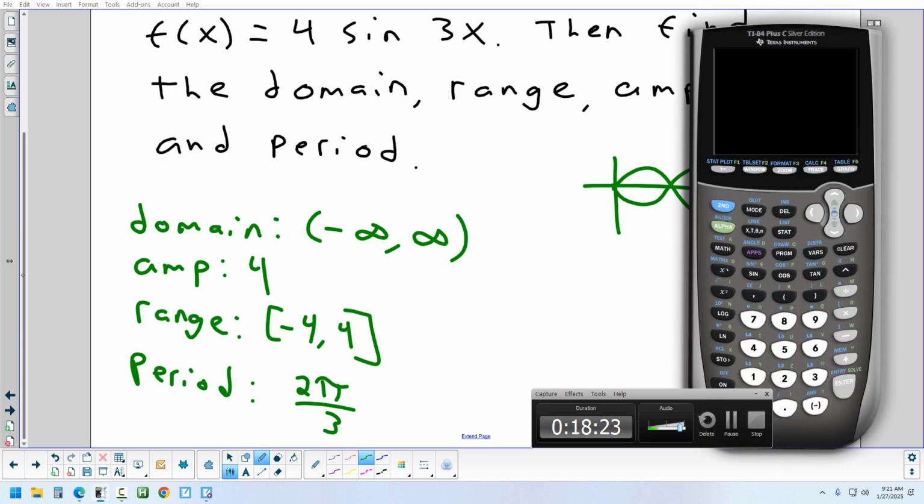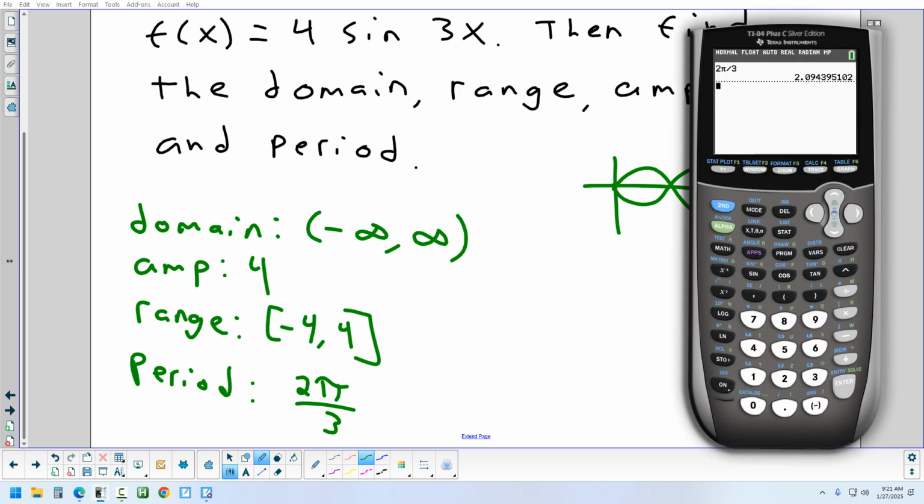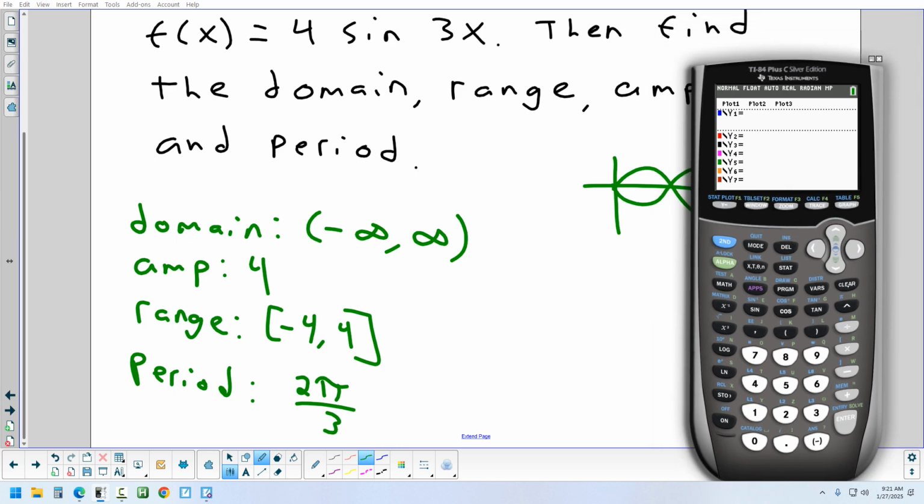The period's important because they may ask you to find a graph on the calculator and say, for example, show 2 cycles. Okay. So let's do that. Let's graph that. And let's set our window so we show exactly 2 cycles. First, let's start with the y's. What should I use for my y min and y max? Something below -4 and something above the 4. Yeah, if I go like -5 to 5, that'll be good.